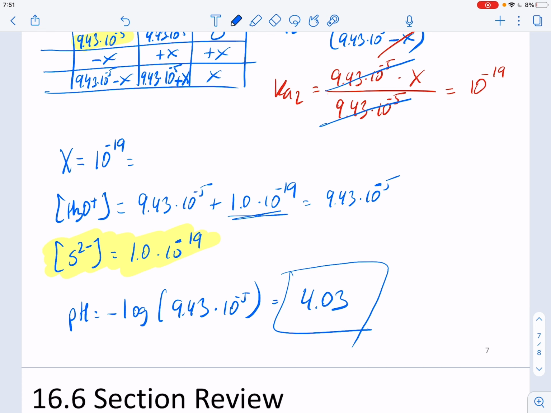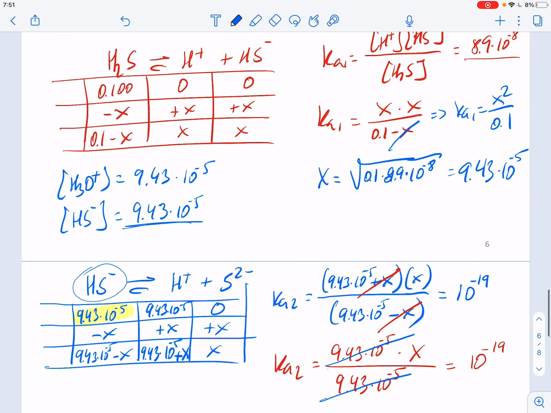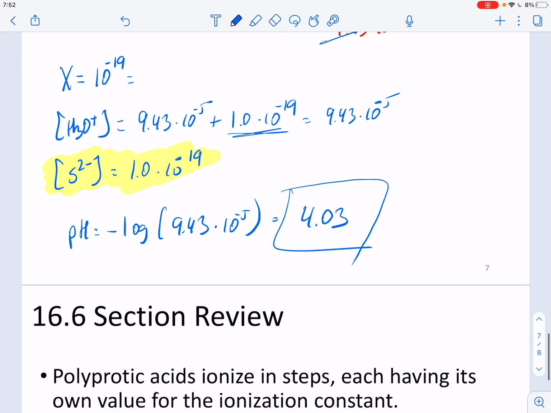Okay, so things to be careful with here. You have to do 2 ICE tables or 3 ICE tables, all right? But those equilibrium values that you find on the first step, you are going to use them in the next ICE table. That's the most important thing to remember when working with polyprotic acids. Whatever you obtain from a previous step, you use as an initial concentration on the second step, or the third step, or whatever step you're working with.